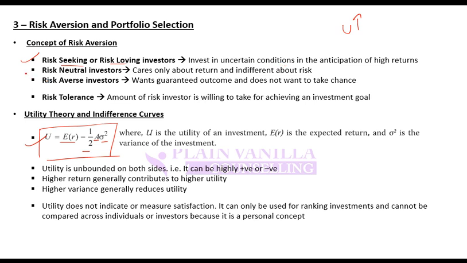Let's say an investor is risk neutral. Risk neutral means that he does not care about risk. What he only cares about is return. So his utility will be higher for the investment in which return is highest, no matter what the risk is. And a risk loving investor would have the highest utility in the investment where risk is highest, no matter what the return is. And a risk averse investor would have higher utility when return is high and risk is low.